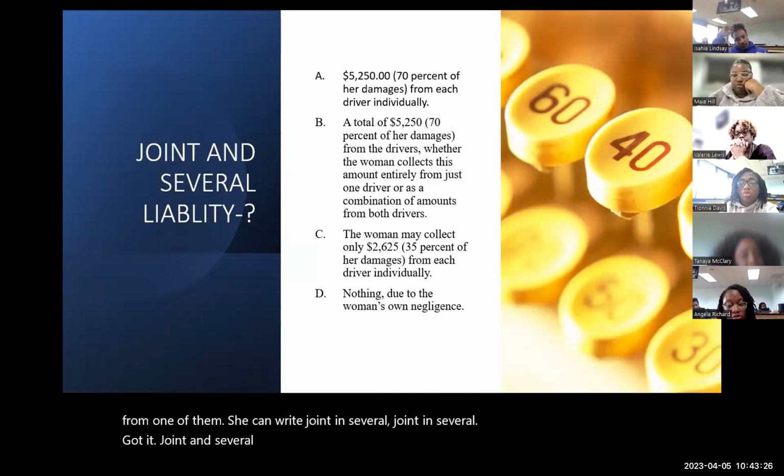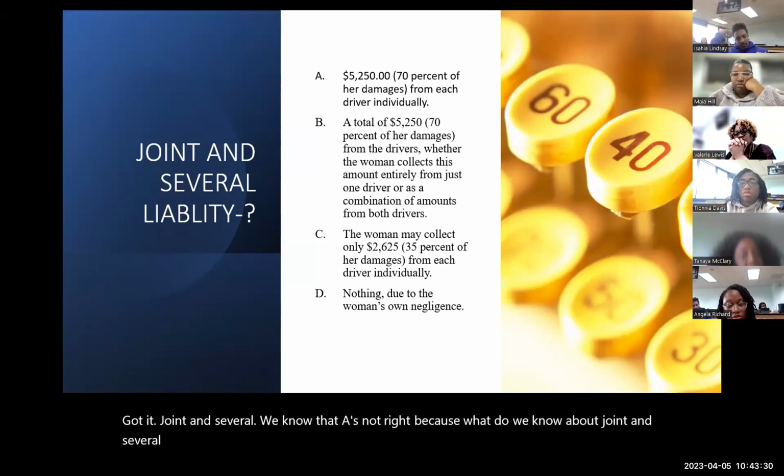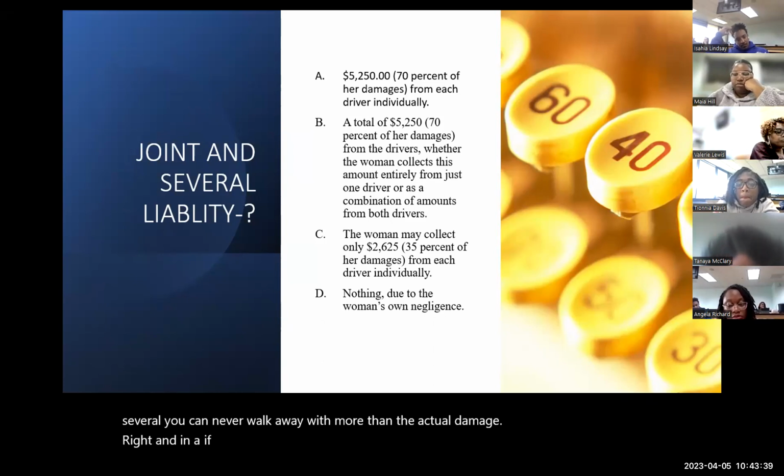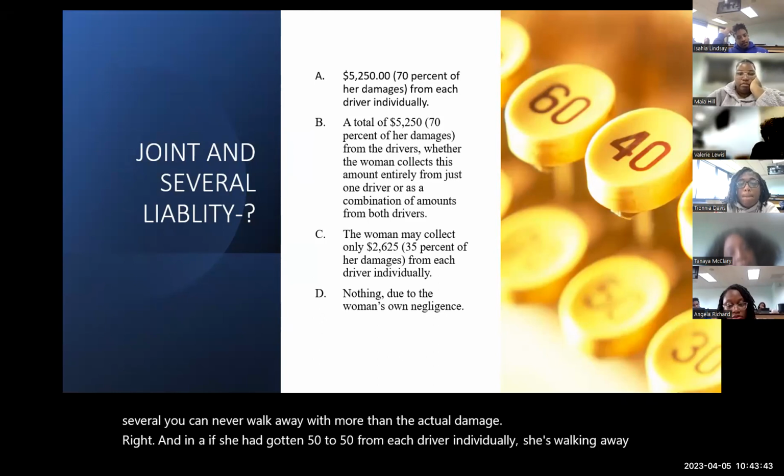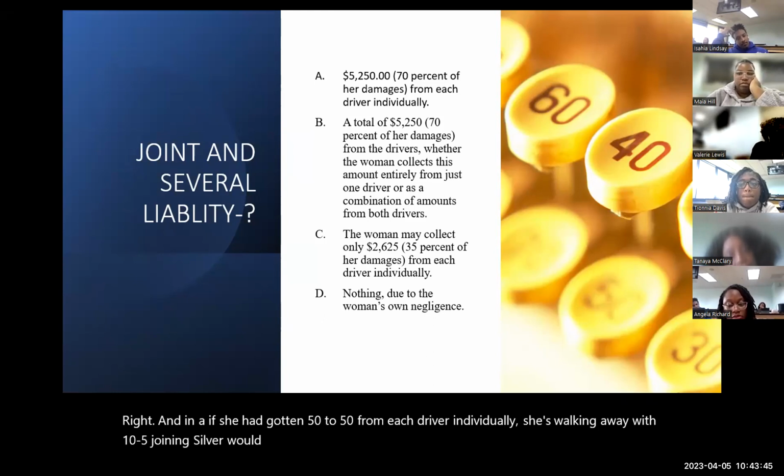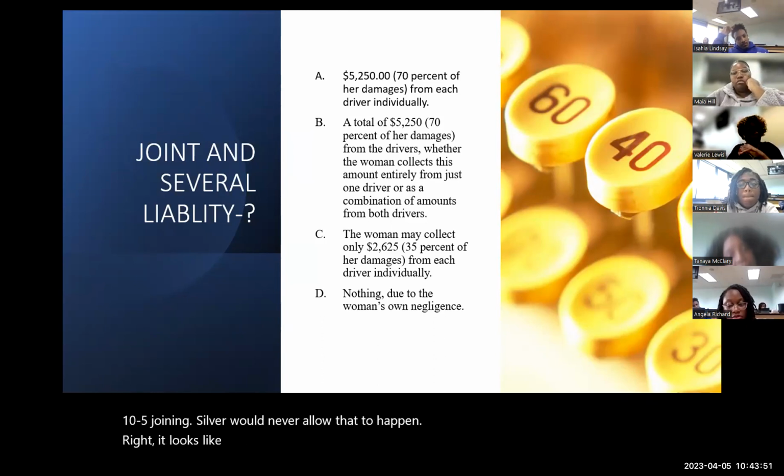We know that A is not right because what do we know about joint and several? You can never walk away with more than the actual damage. Right. And in A, if she had gotten $5,250 from each driver individually, she's walking away with $10,500. Joint and several would never allow that to happen. Right. It looks like math, but you're really not having to calculate anything.